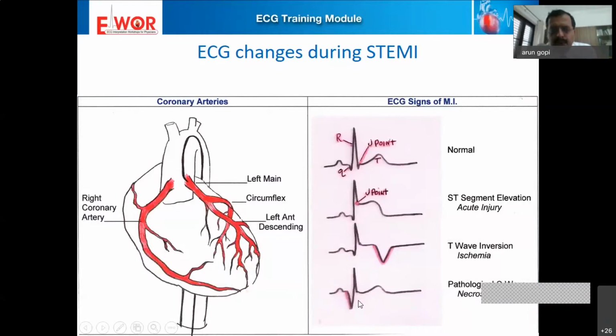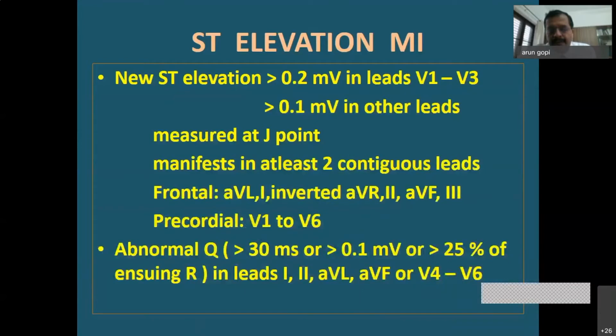There are some objective definitions for these criteria for calling it an ST elevation. You should have more than 2 mm elevation in leads V1 to V3, or more than 1 mm elevation in any of the other leads, measured at the J point in 2 or more contiguous leads.